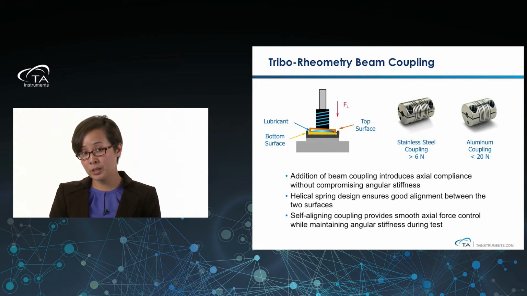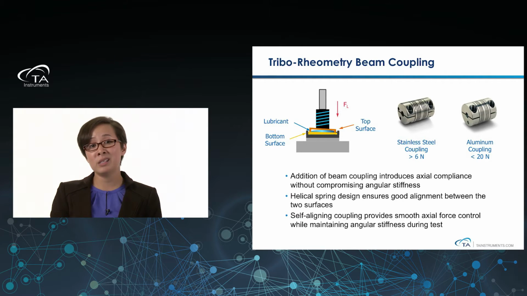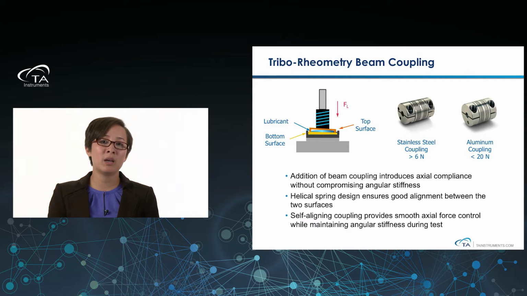Some things to know, as I mentioned, we do offer two. It comes in the kit. We have the stainless steel coupling and the aluminum coupling. The stainless steel coupling, since it is stiffer, we do recommend using it for axial load forces greater than 6 newtons. But since the aluminum coupling is a little bit softer, we recommend nothing greater than 20 newtons.